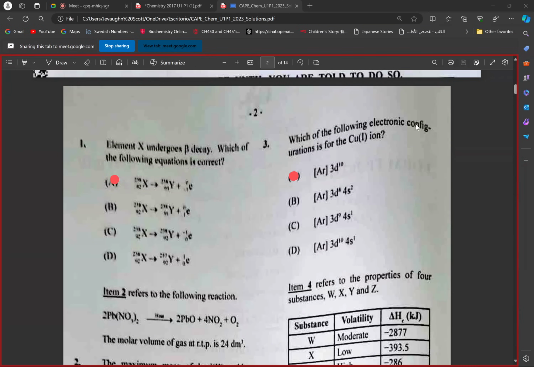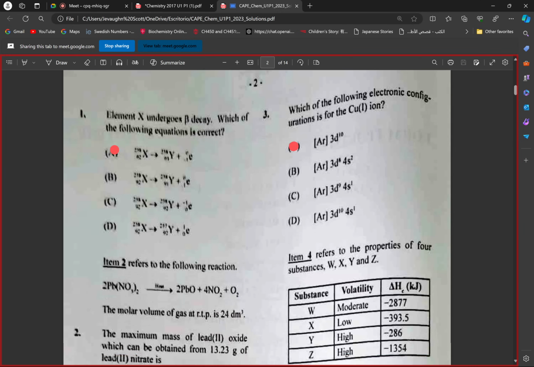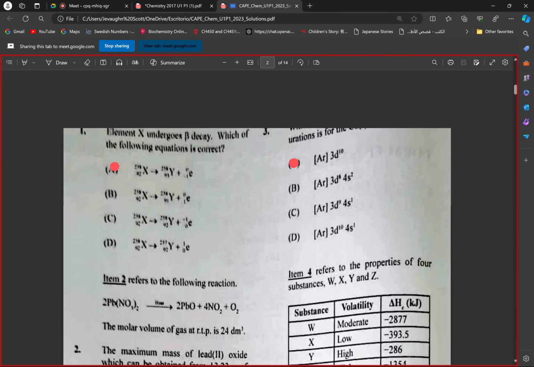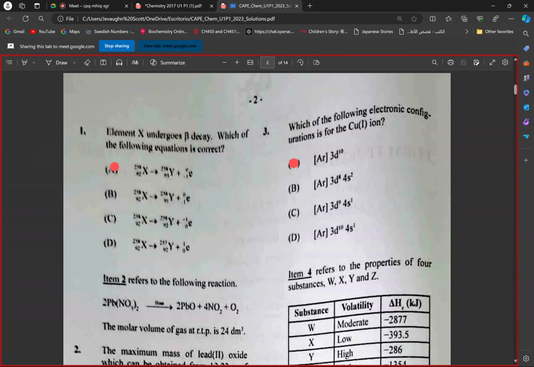Alright, so let's have a go through this paper. Number one we know is correct, A. Number two we know is correct as well. C would be the answer for that question. Number three we know would be correct as well. Number three is correct.